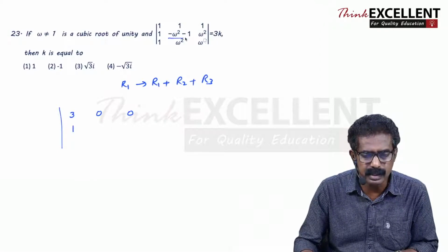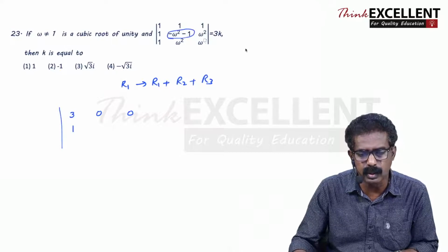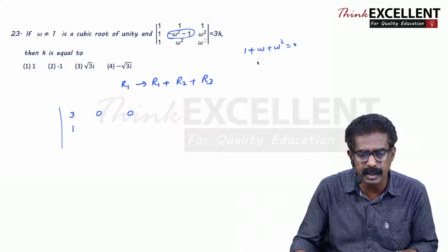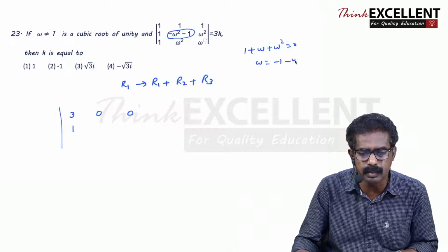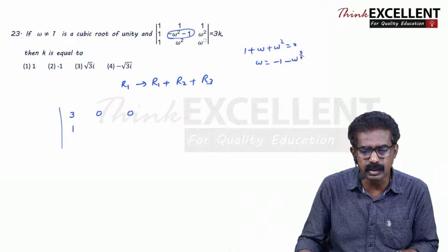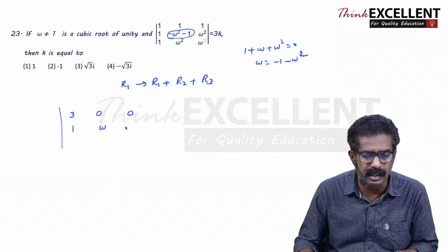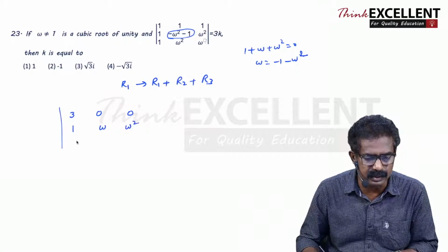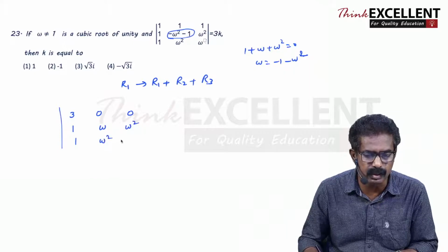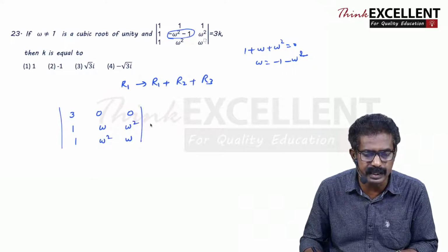Here you see minus 1 minus omega square. You know 1 plus omega square equal to 0, so omega is equal to minus 1 minus omega square. Here we have like that only, no? Minus 1 minus omega square can be replaced by omega. Remaining you write as it is, 1, omega square, omega equal to 3k. This is what is given.